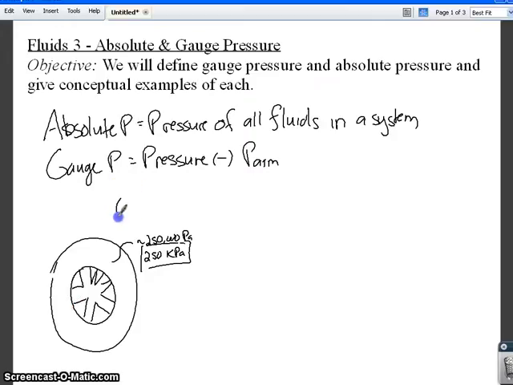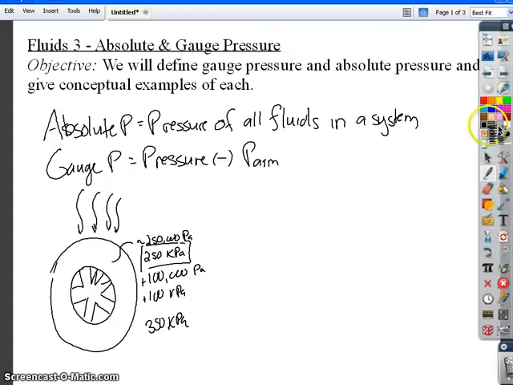If we combined the pressure from the outside air or from the atmosphere, we would add another 100,000 pascals or another 100 kilopascals. So we would have 350 kilopascals for the absolute pressure. The absolute pressure includes the atmosphere and the pressure of the fluid. So it's a combination of both.